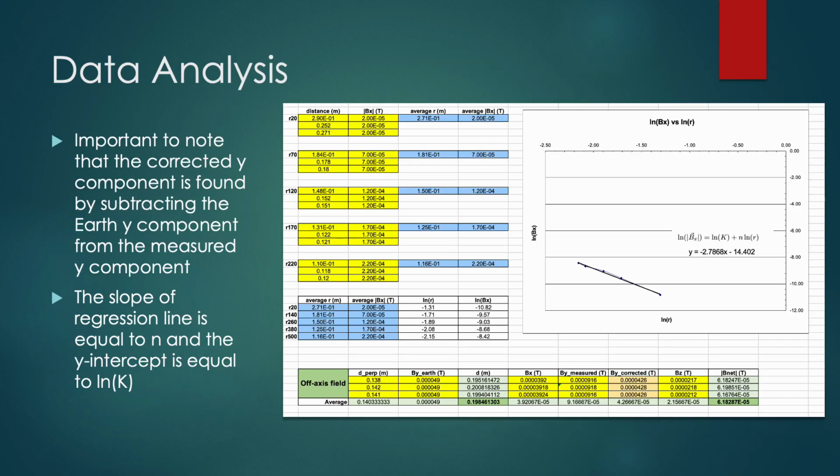Now for the data analysis, you will see at the beginning the on-axis distances measured and the magnitude of the magnetic fields. At the bottom you see the off-axis field measurements, where it is important to note that the corrected y component is found by subtracting Earth's y component from the measured y component. Finally, the graph shows a regression line, and the slope of the regression line is equal to n, and the y-intercept is equal to ln k.